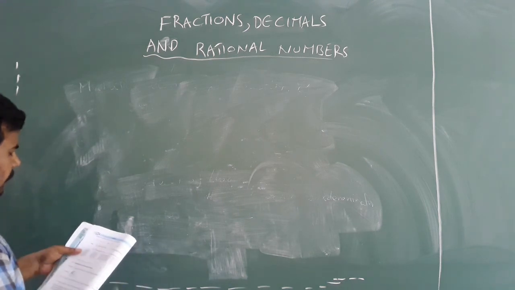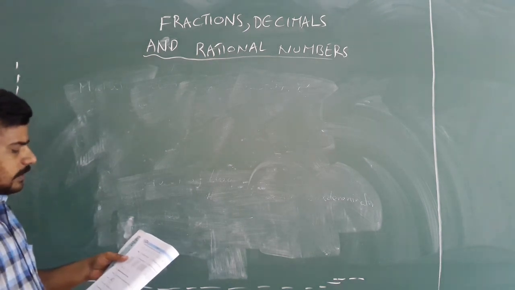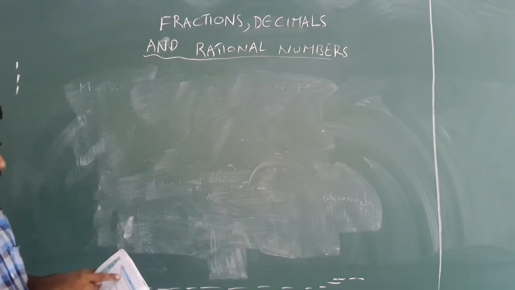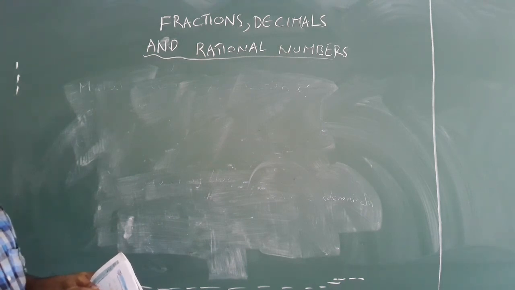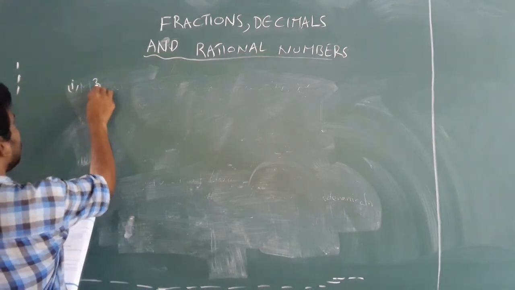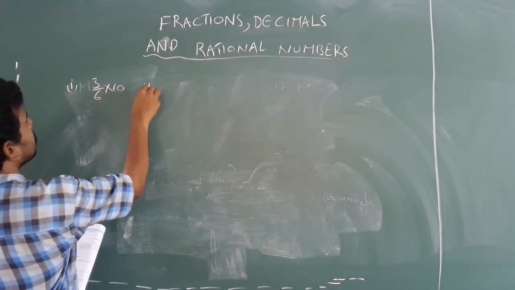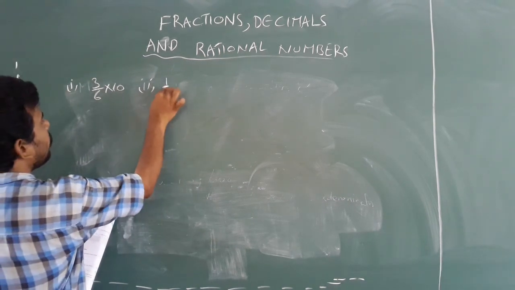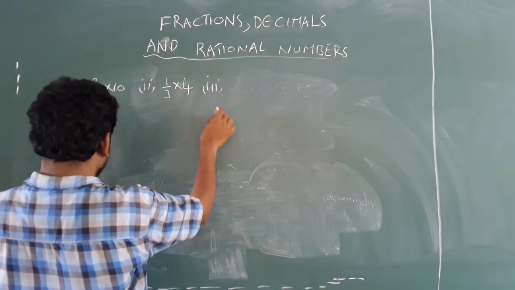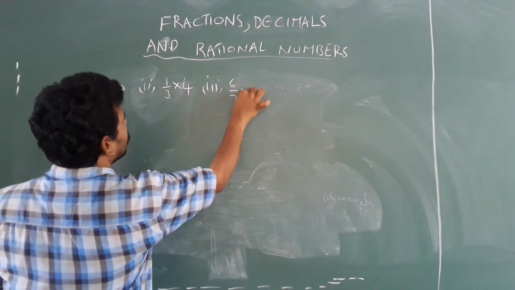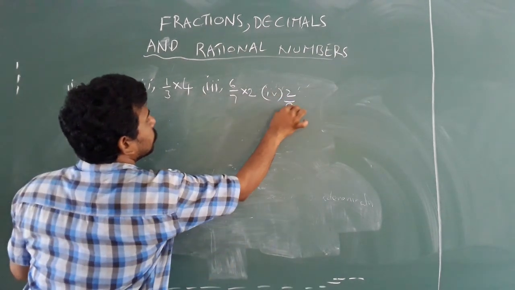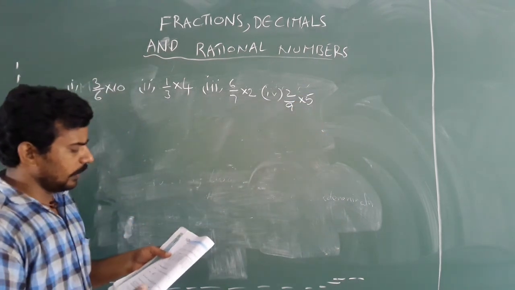Exercise 2. Multiply the following. Write the answer as a mixed fraction. See, children, what is the given information? Multiply the following and write the answers as a mixed fraction. The first problem, 3 by 6 into 10. The second one is 1 by 3 into 4. The third one, 6 by 7 into 2. Fourth one, 2 by 9 into 5.